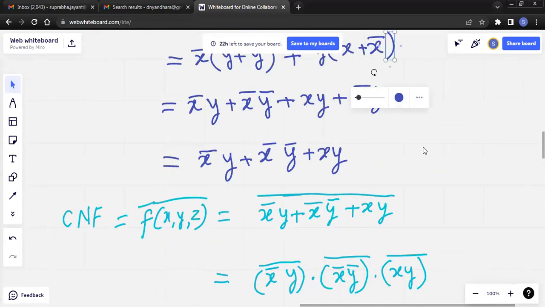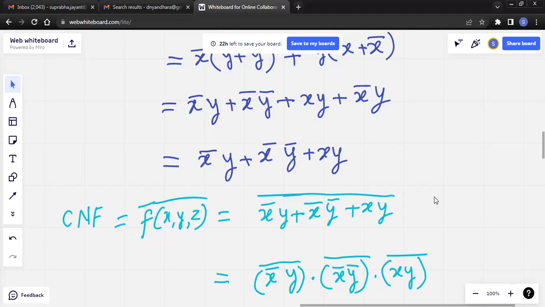So what I observe is, x bar into y is twice, so the sum is ultimately x bar y. This term x bar y bar as it is, and this term xy as it is. So this is the DNF.